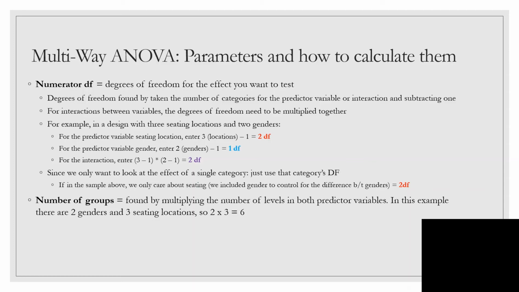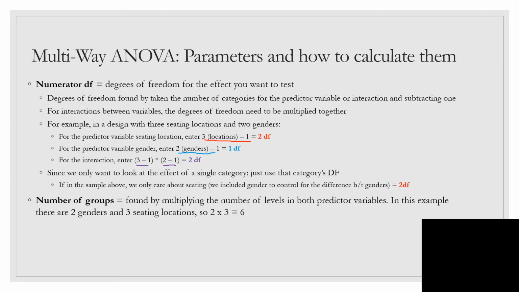If you're just looking at seating location, you would take the number of locations, which is going to be 3, minus 1, so that's 2 degrees of freedom. If you are looking at just gender, that's 2 genders minus 1. That's just 1 degree of freedom. But if you're looking at the interaction between the two, it's going to be the degrees of freedom of the first and then the second. So 3 minus 1 equals 2, 2 minus 1 equals 1, and then that's 2 degrees of freedom.